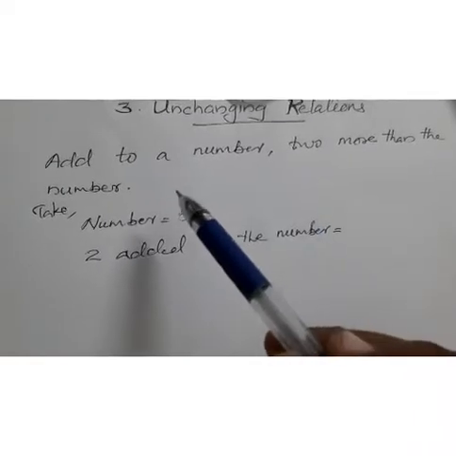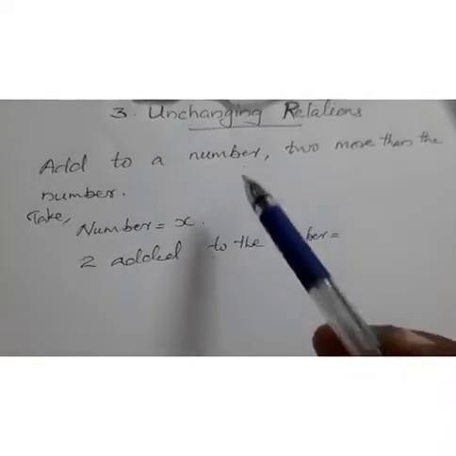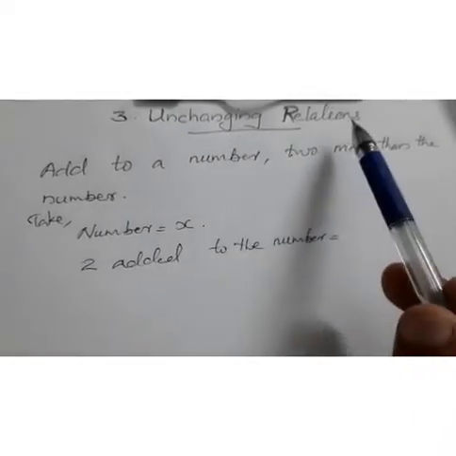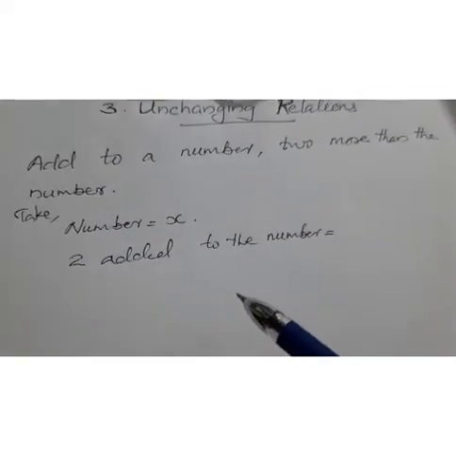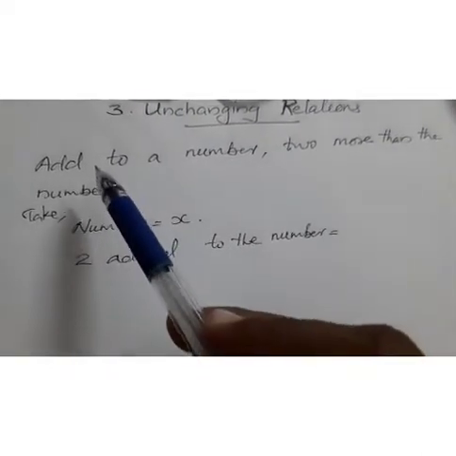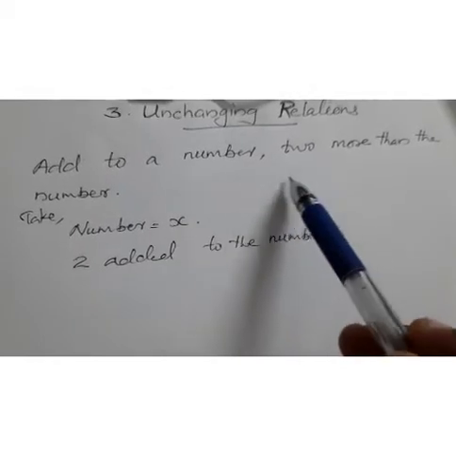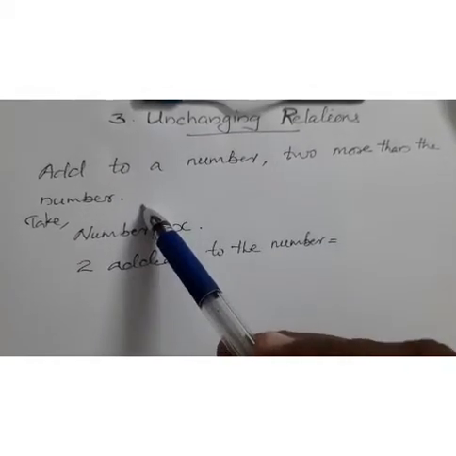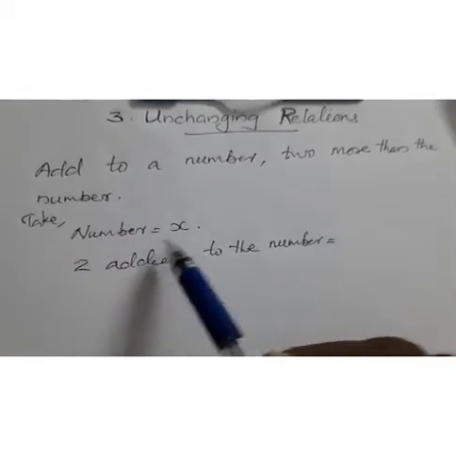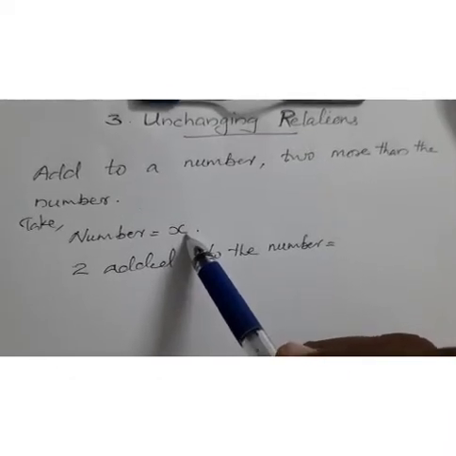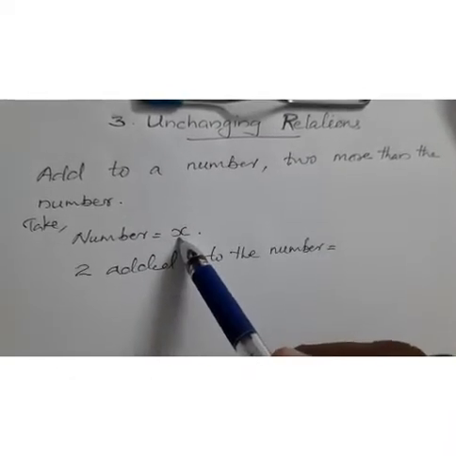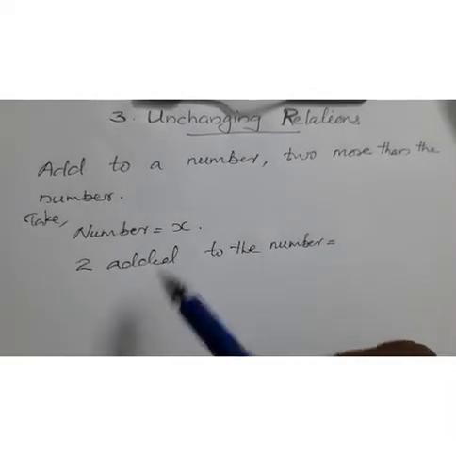We are starting with the problems in the third lesson. That is unchanging relations. The question is: add to a number 2 more than the number. Take the number as x. Then 2 added to this number, and we have to add these two numbers.